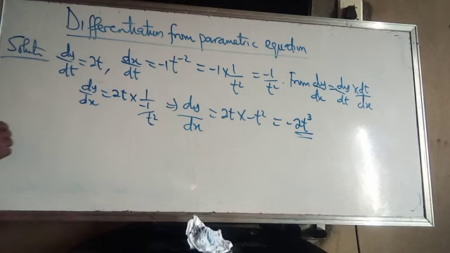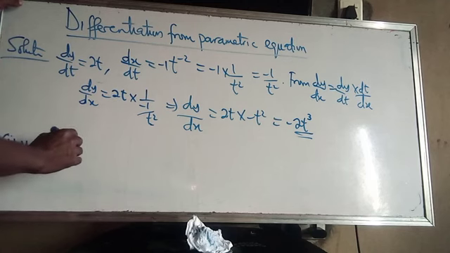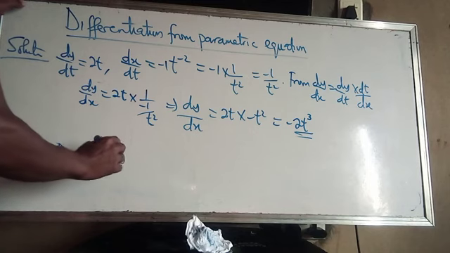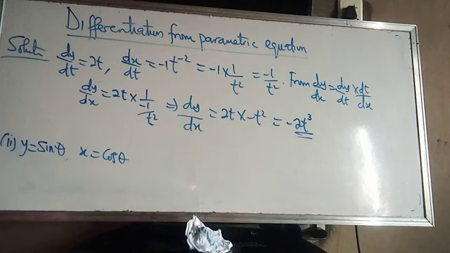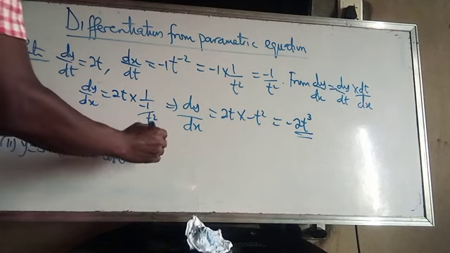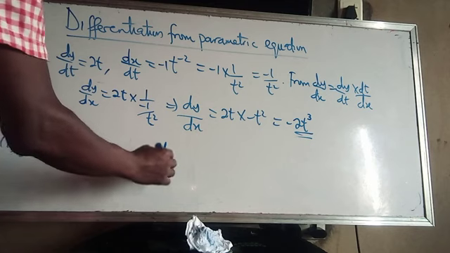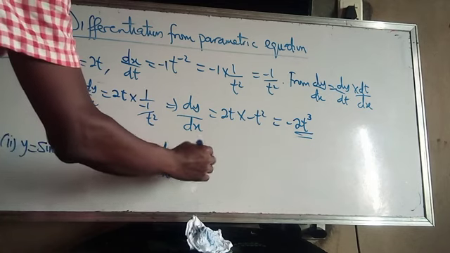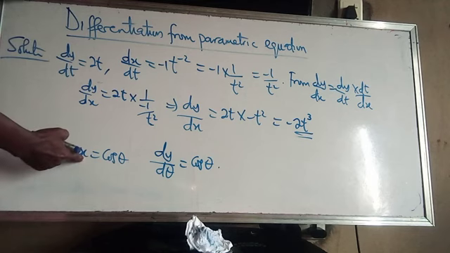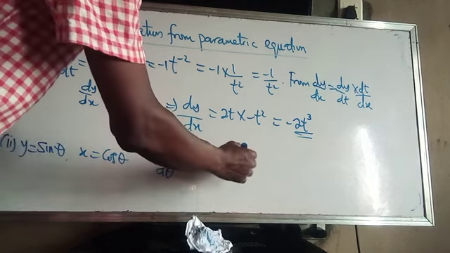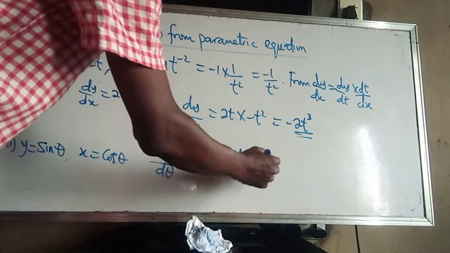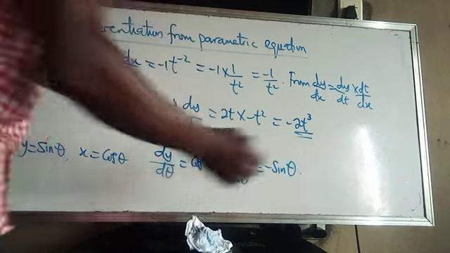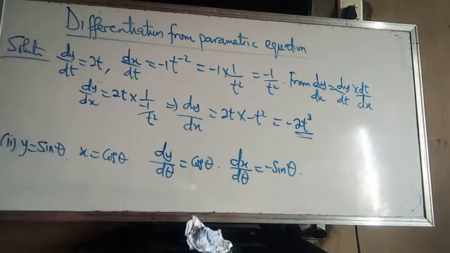Second question. y equals sine theta, x equals cos theta. Fine. Let's differentiate y with respect to theta. dy/d theta is cos theta. Then let's differentiate x with respect to theta. dx/d theta is minus sine theta. Beautiful.